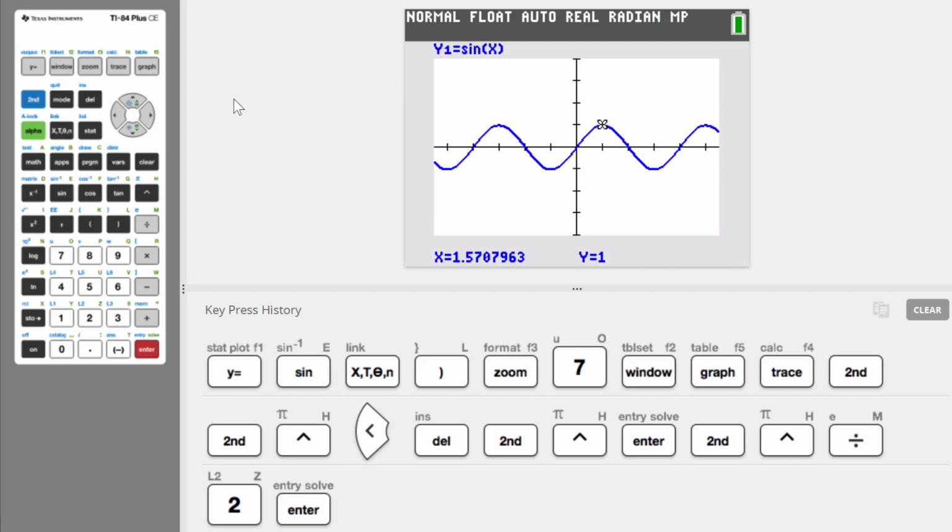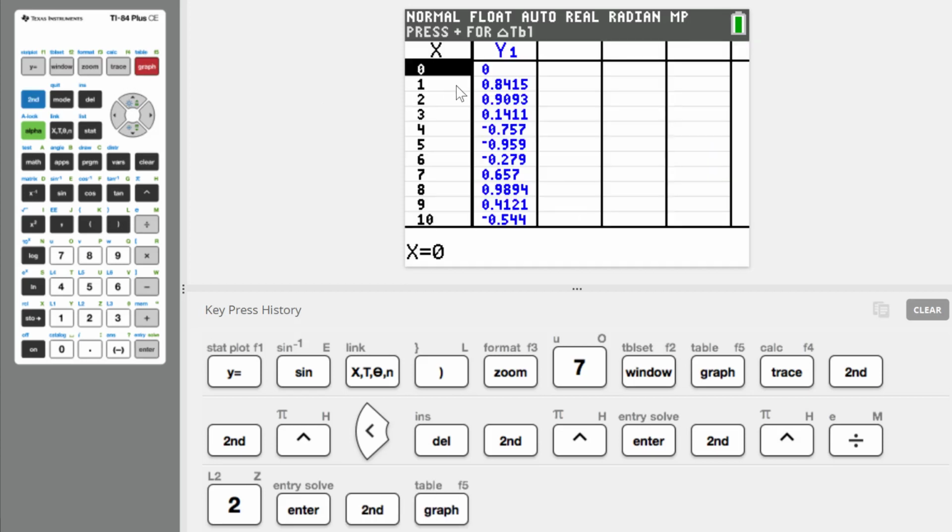Another great feature in the calculator is a table. It's here in blue above the graph. So if you choose second and table, here's the calculator giving you some decimal values for the sine function. Of course, these inputs for x aren't really what we want to see. We can go to table set, which is in blue above the window button.